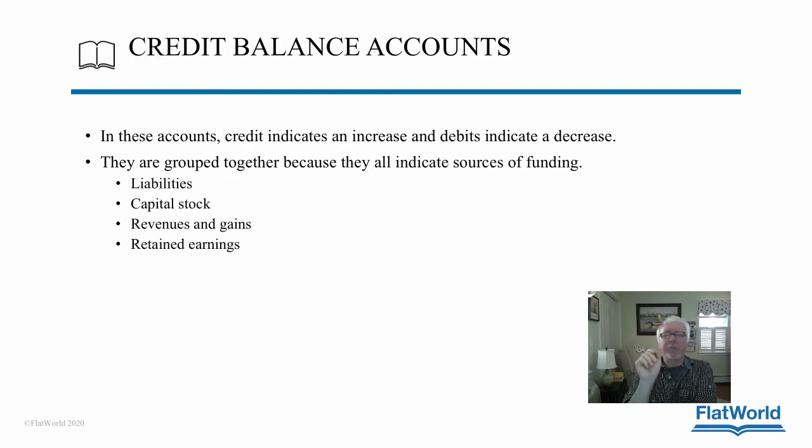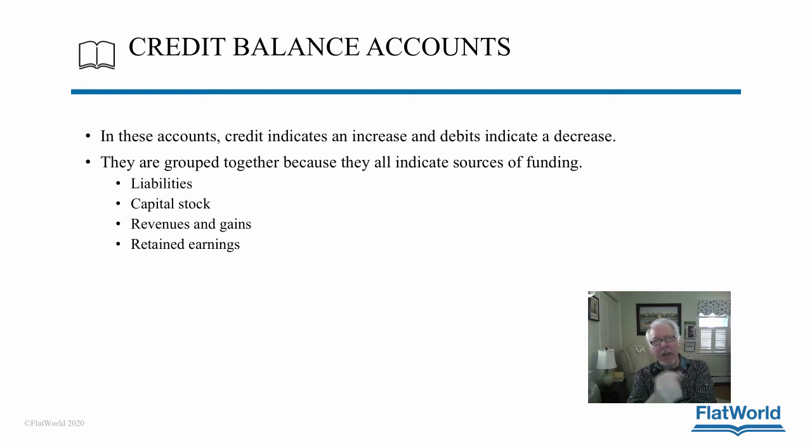Credit balance accounts. The other accounts I didn't mention will increase not on the left side, but on the right side, the credit side. They will decrease on the left or debit side. What are they? They indicate sources of funding. Where does our money come from? That's why that equation balances, right? They are going to be liabilities, capital stock, retained earnings. Now, capital stock and retained earnings, you remember, those are equity accounts, right? So liabilities and equity increase with the credit.